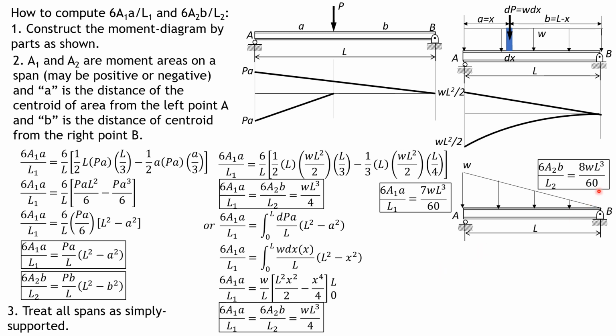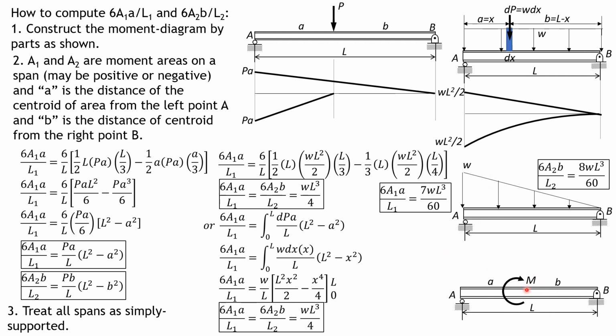Now, do not simplify 8 over 60 to 2 over 15, although the result will be 2 over 15. The purpose of that is so that you can easily become familiar with the formula for triangular loading. Take note that this triangle is across the entire span of the beam. If the loading will not reach the end of the span, then you have to either draw the moment diagram by parts or integrate it.